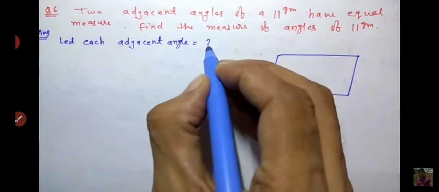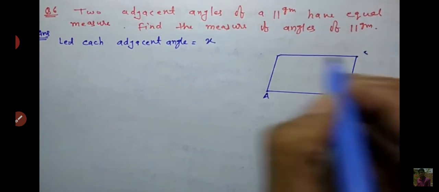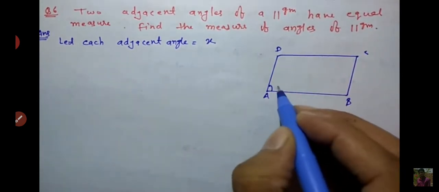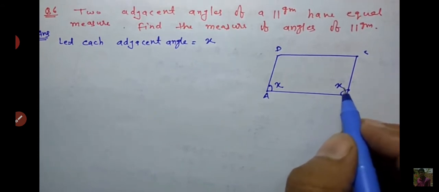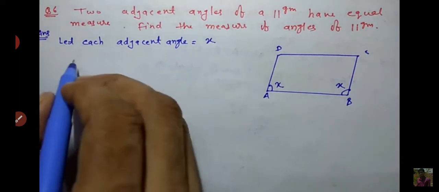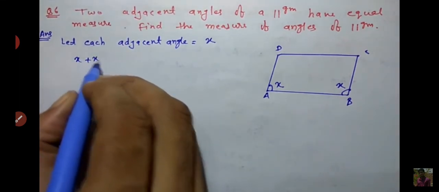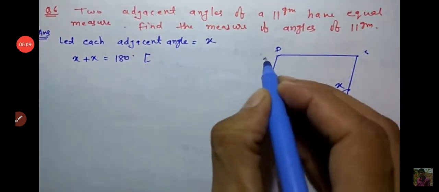Let the adjacent angles be x. So take the adjacent angles in ABCD. In ABCD, take angle A equal to x and angle B equal to x. Now, same as we did in question number 5, angle x plus x is equal to 180 degrees. Do this question and give me the answer. Okay.